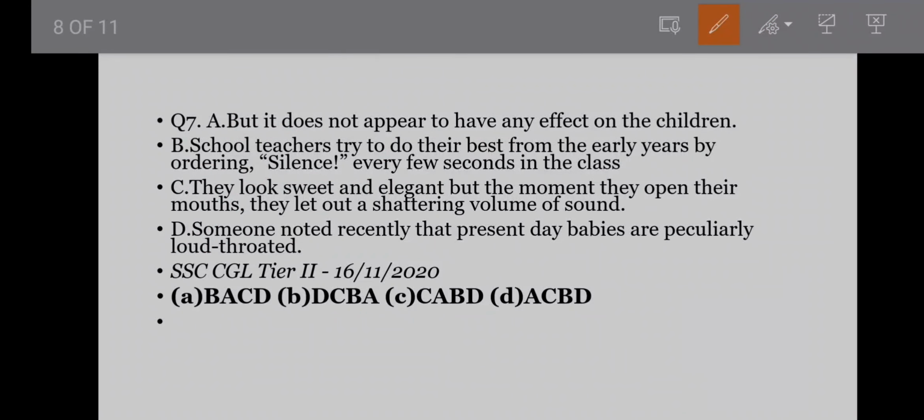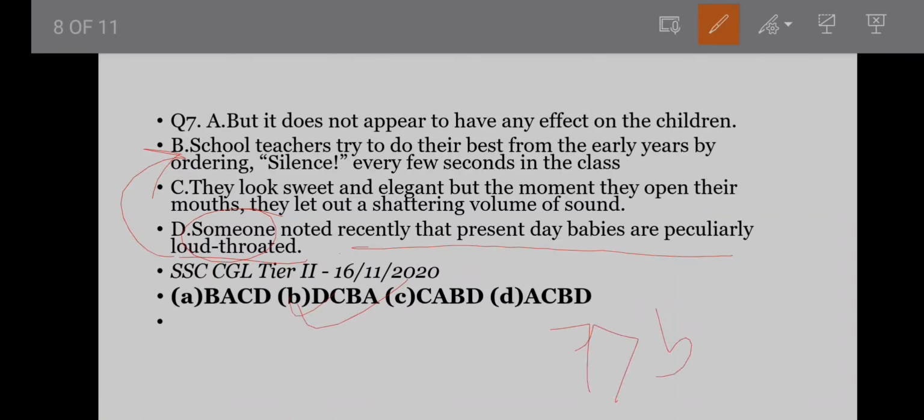Okay, now let's see. Option D will be the first one. Why? Because someone noted recently that present day babies are peculiarly loud throated. That's why school teachers order silence. So it will start with D, right? D is available only in option B. So 7 will be option B. D, then C.